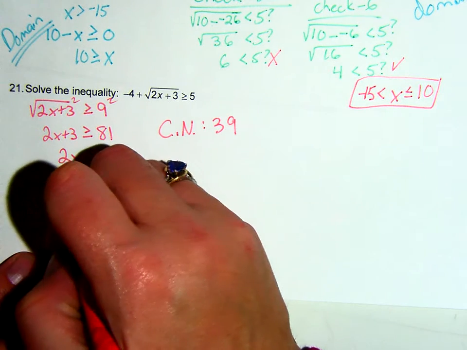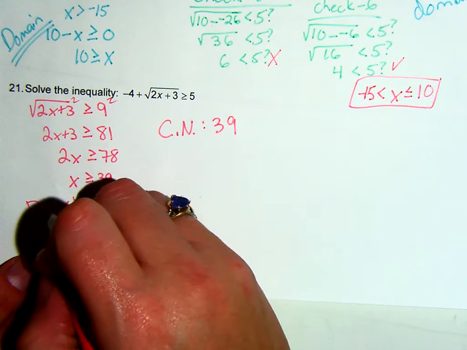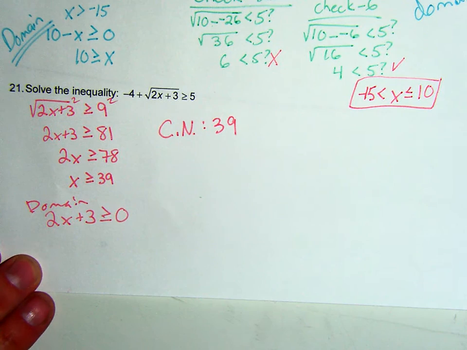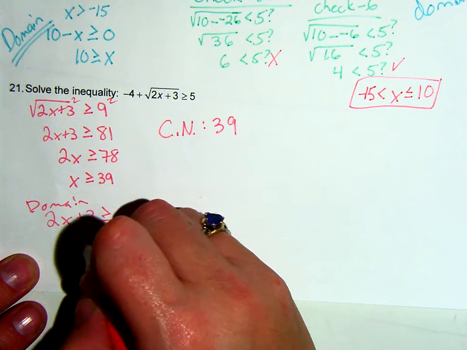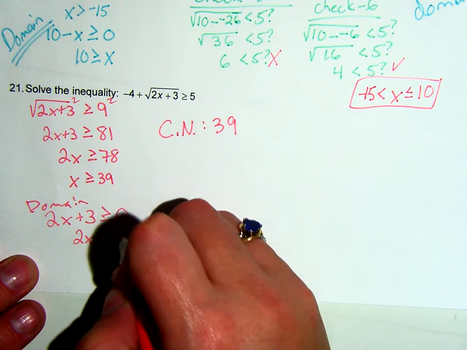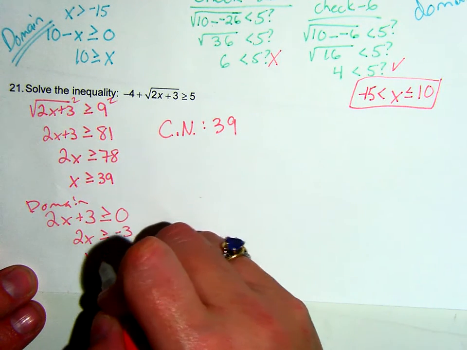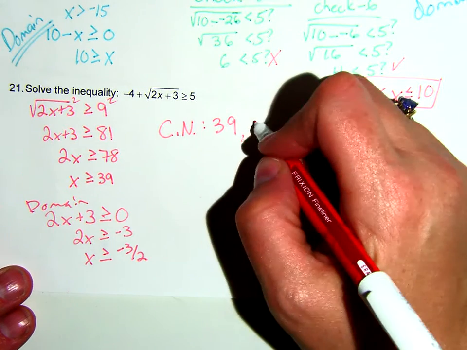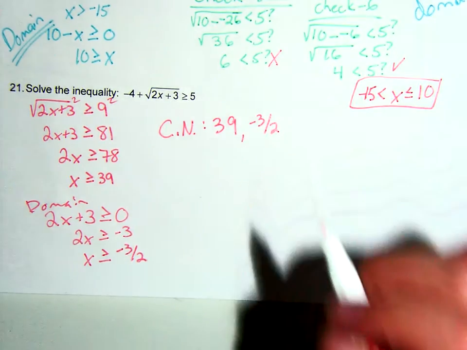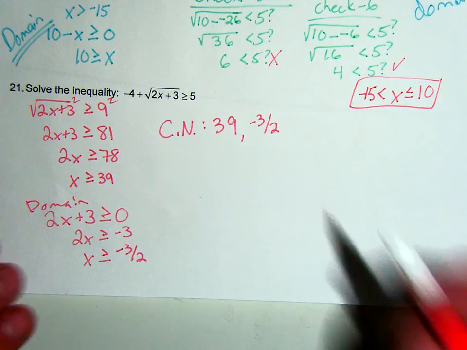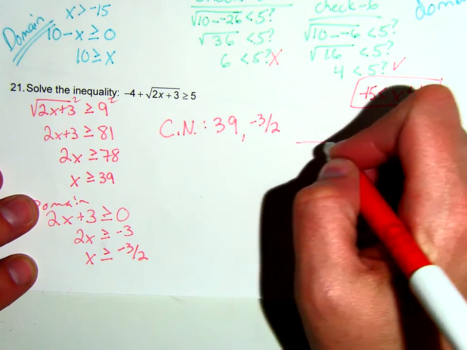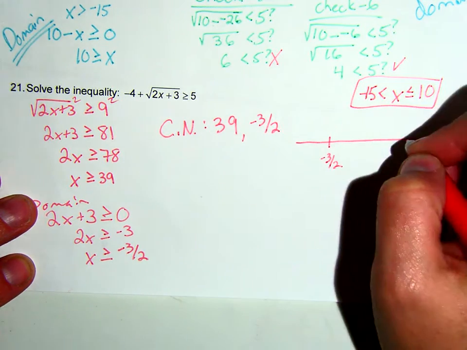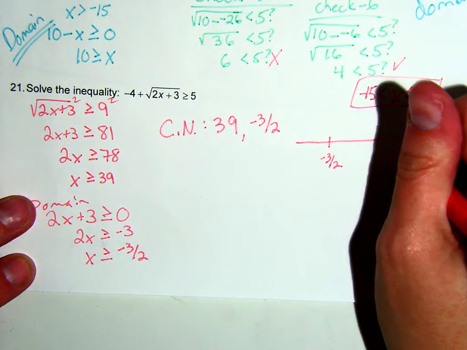So domain, take our inside 2x plus 3, set it greater than or equal to 0, and solve. So we get 2x is greater than or equal to negative 3, divide by 2, so x is greater than or equal to negative 3/2. This is our second critical number. Again, we are going to make ourselves a number line so that we have a visual aid to see what's going on. We have negative 3/2, and we have 39.